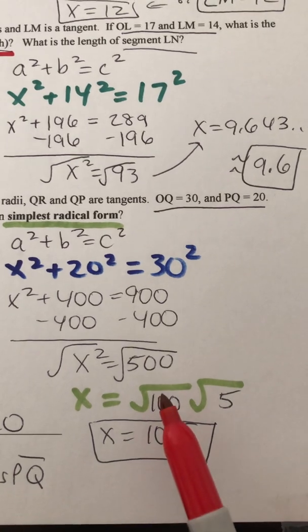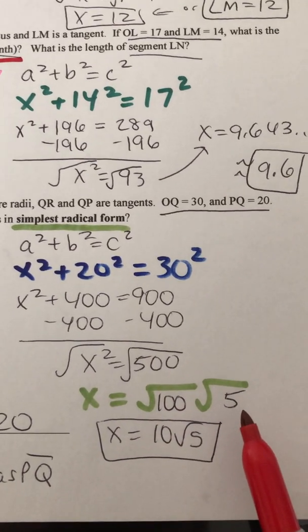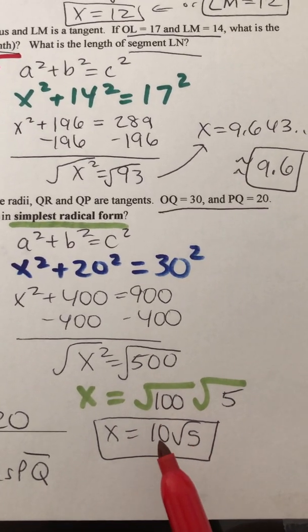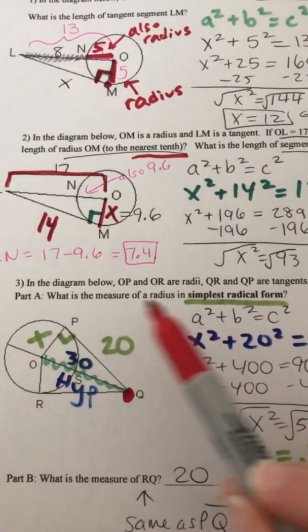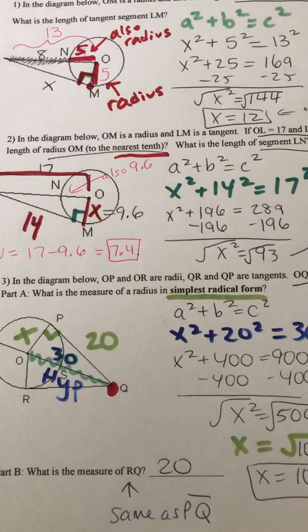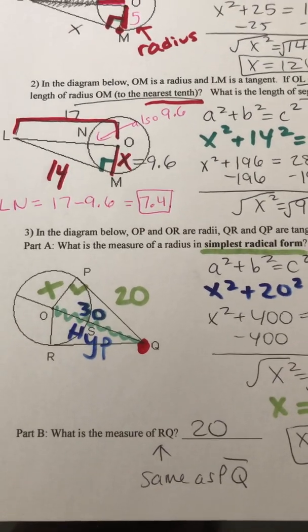So 100 is the perfect square, 5 is the non-perfect square. The square root of 100 is 10. 10 square root of 5. That's the answer for part A. What is the measure of the radius in simplest radical form? Part B is RQ.